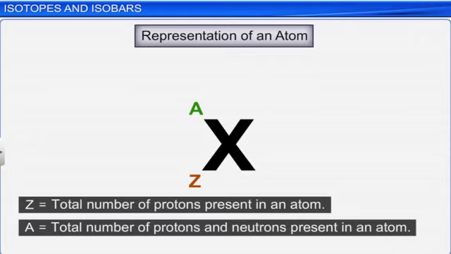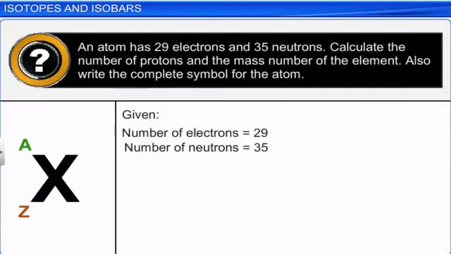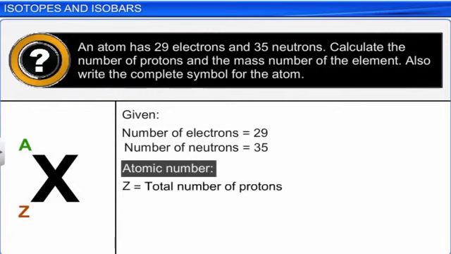Let us work on a simple problem before proceeding further. An atom has 29 electrons and 35 neutrons. Calculate the number of protons and the mass number of the element. Also write the complete symbol for the atom. Since atomic number Z is equal to number of protons, which is also equal to the number of electrons in the atom, we can say that the number of protons is 29.